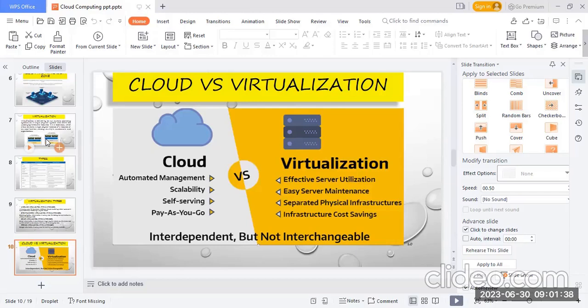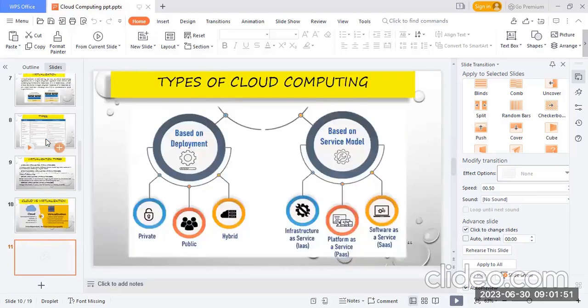So when we compare cloud with virtualization, they are interdependent but not interchangeable. That means we can't exchange or interchange cloud and virtualization. But they are interdependent.